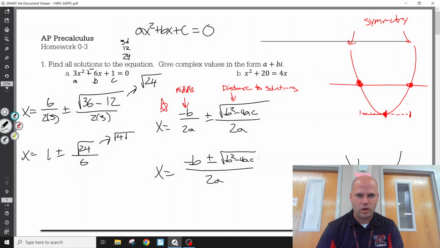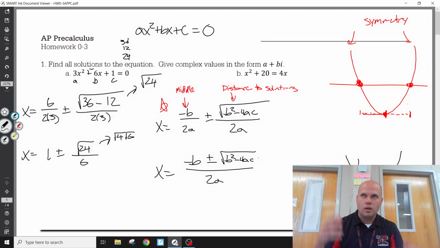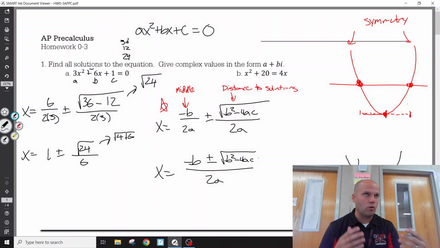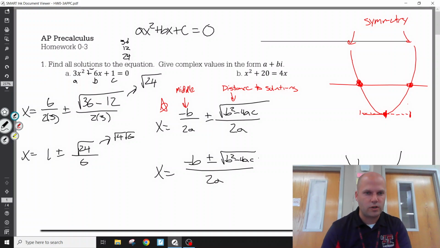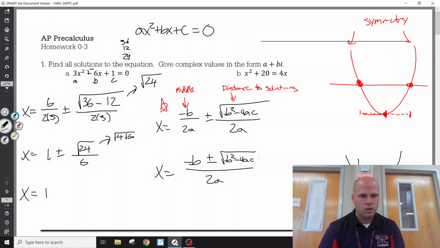You find the biggest square root that goes into 24. 4 times 6 is 24. Root 4 times root 6 is root 24. Root 4 is 2. So I got 1 plus or minus 2 root 6 over 6. The last thing I can do is divide the top and bottom by 2, which makes that 2 go away and turns this 6 into a 3.